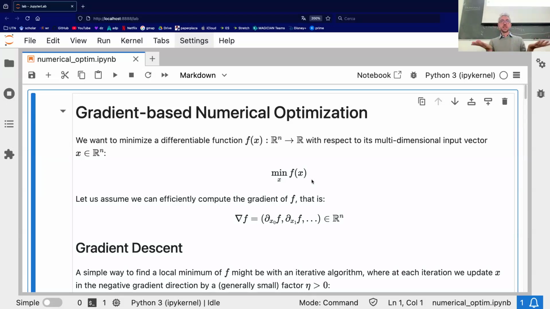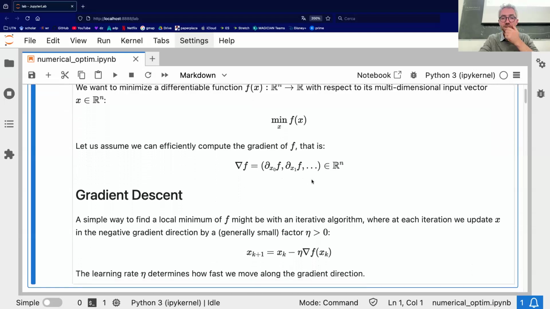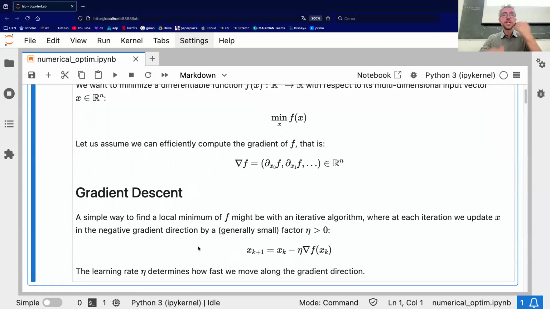So a very simple idea for finding a local minimizer of a function of which you know the gradient is simply to follow the negative gradient direction. Because you know the gradient points to the direction of maximum increase of the function. Since we want to minimize, we want to go exactly in the opposite direction with respect to where the gradient points. So that generates the simplest gradient-based optimization algorithm, which is called gradient descent, which works like that.